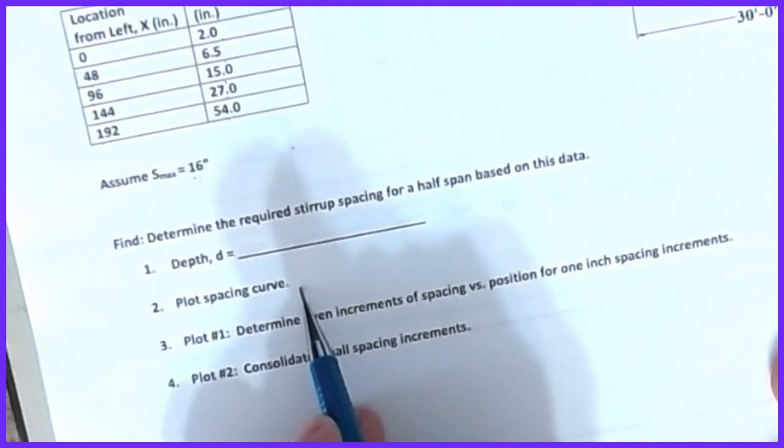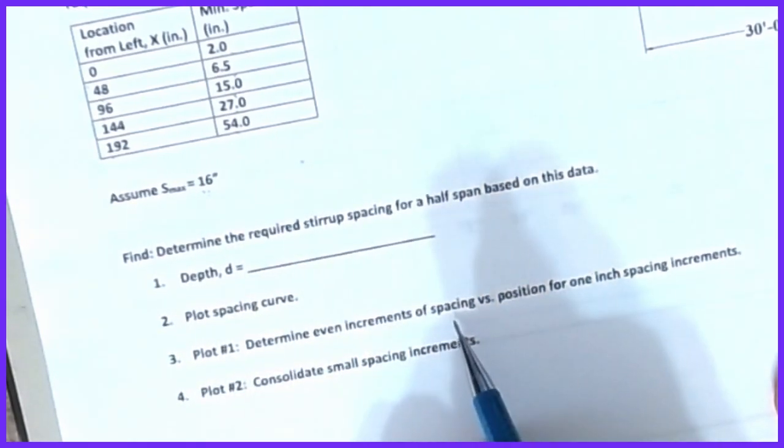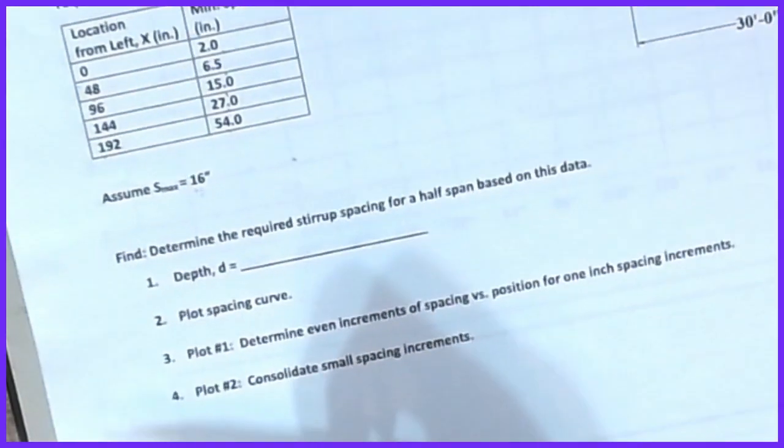Okay, and then we're going to plot the spacing curve, which is the data that comes out of this, and then we're going to determine the even increments of spacing versus position for 1 inch spacing. And then we're going to start to consolidate these things.